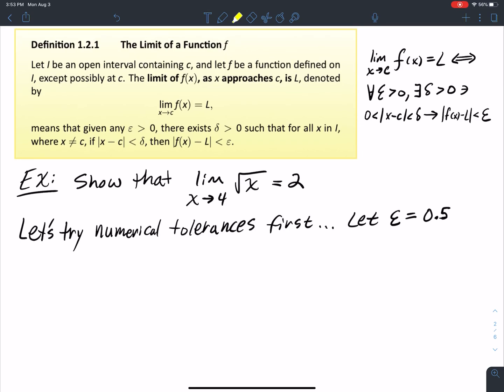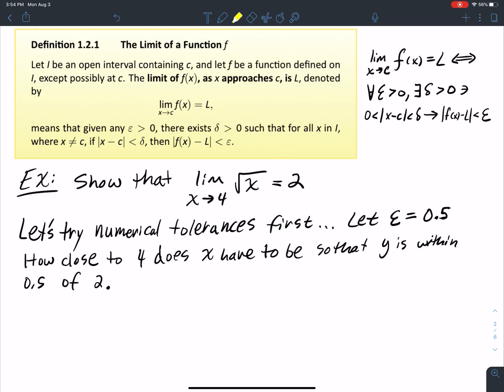But before we prove this, we're going to use numerical tolerances first to kind of get ourselves in the mode of how we go about proving given limits. Okay, so what I'm going to do is let epsilon be this fixed number 0.5. Remember, epsilon is the maximum amount away I can be from my limit in the function value. So my error in essence is a maximum of 0.5.